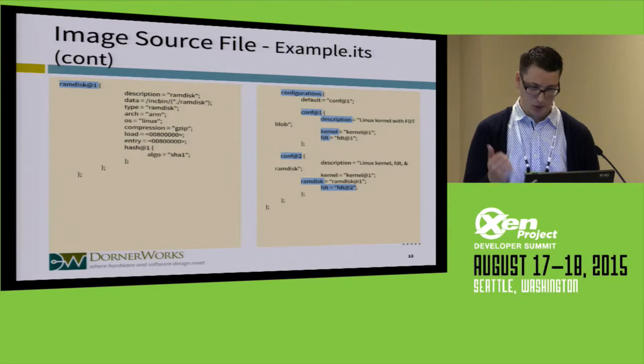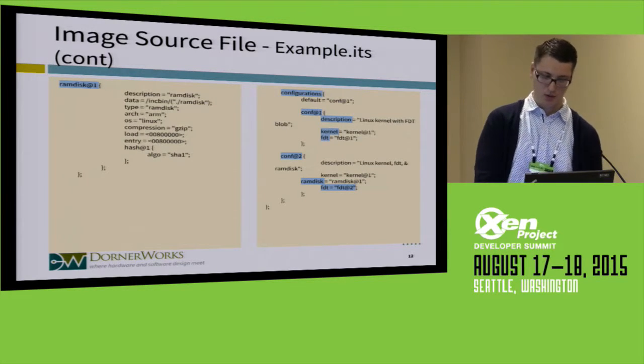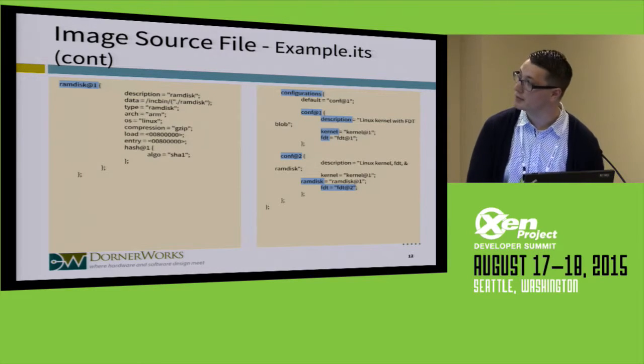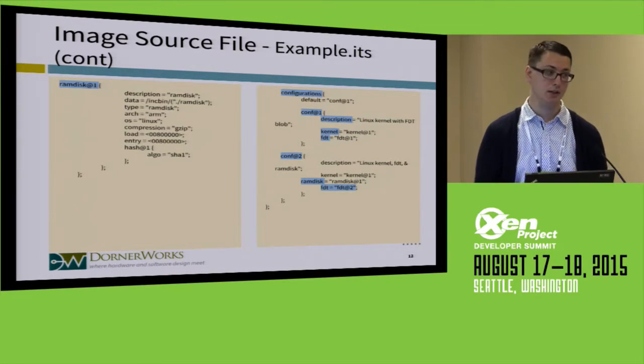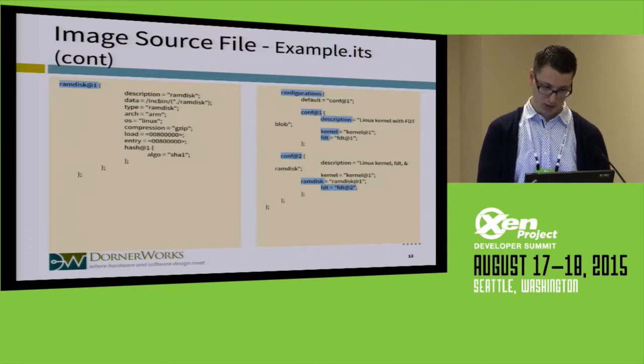We now move on to our configurations node, and the required properties for that are, again, a text description, a kernel image, and then a device tree or FDT. So these just reference the images that were already defined above. Optionally, a RAM disk image can also be used.